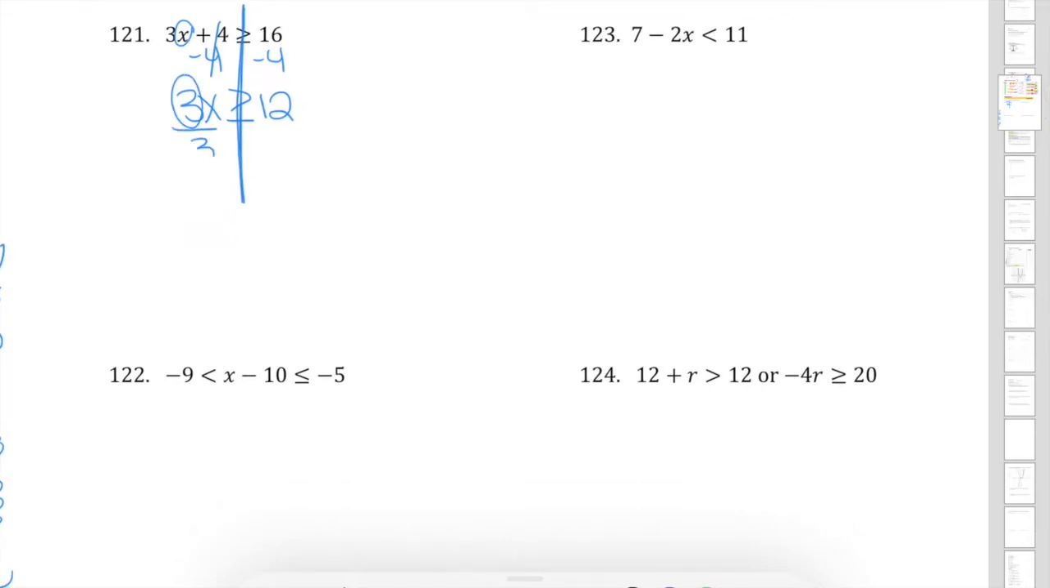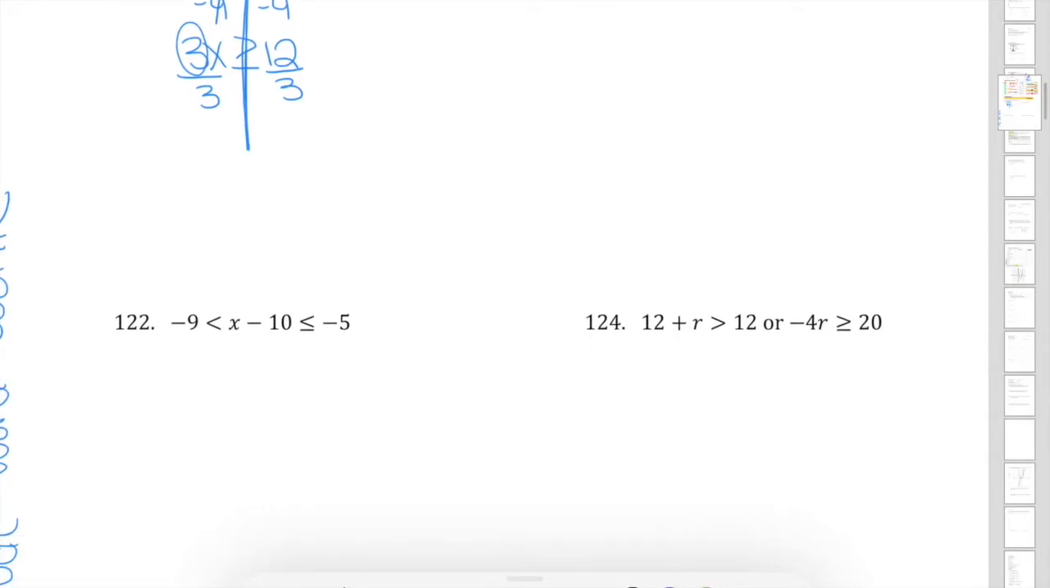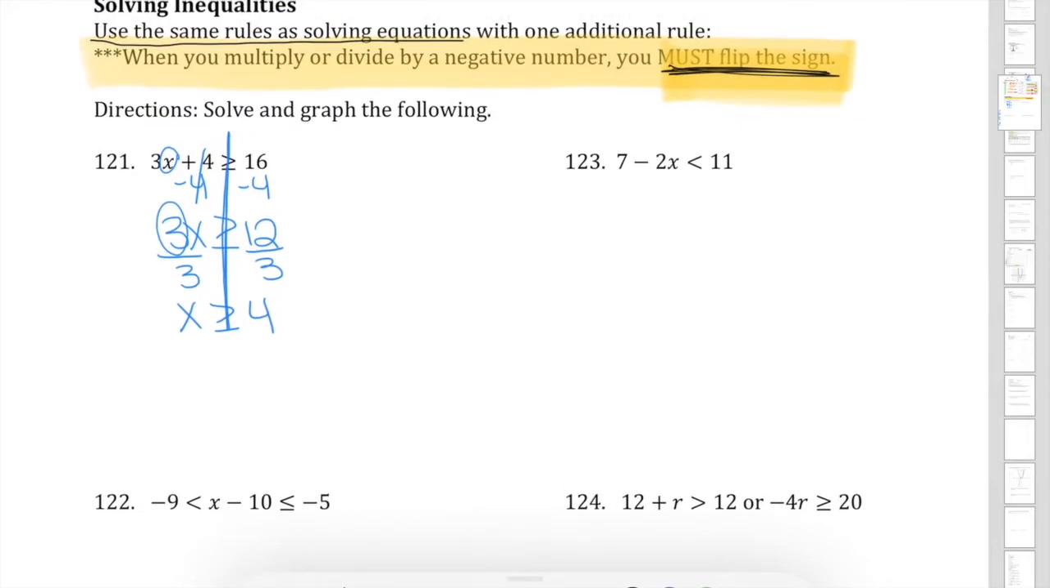Okay, x is still not by itself. I have to get rid of that 3 by dividing by 3. Remember in your head, if you divide by a negative, you flip the sign. This one, I'm not dividing by a negative, so the sign's going to stay. So that x comes down, the greater than or equal to comes down, and 12 divided by 3 is 4.